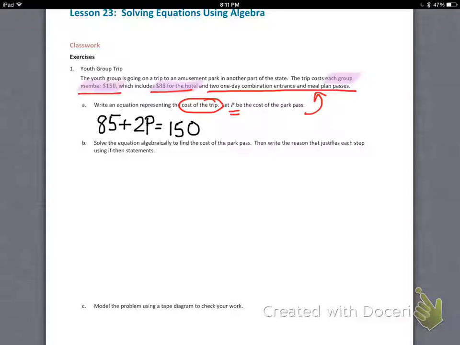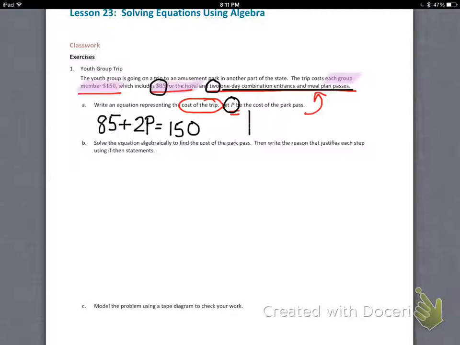Okay, so hopefully you came up with this answer here. 85 is what we know, so 85, that cost of the hotel, plus we have 2, and hopefully you picked up on this, there are 2 one-day combination entrance and meal plan passes. So 2 of those, so we're going to need 2 P's. And all of that equals $150.